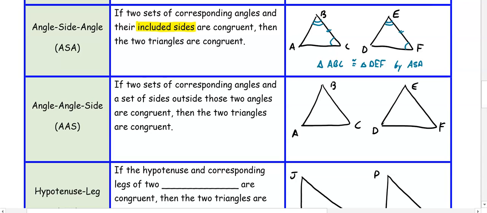Now, notice angle angle side also has 2 A's and an S, but this time the side is outside of the two angles.